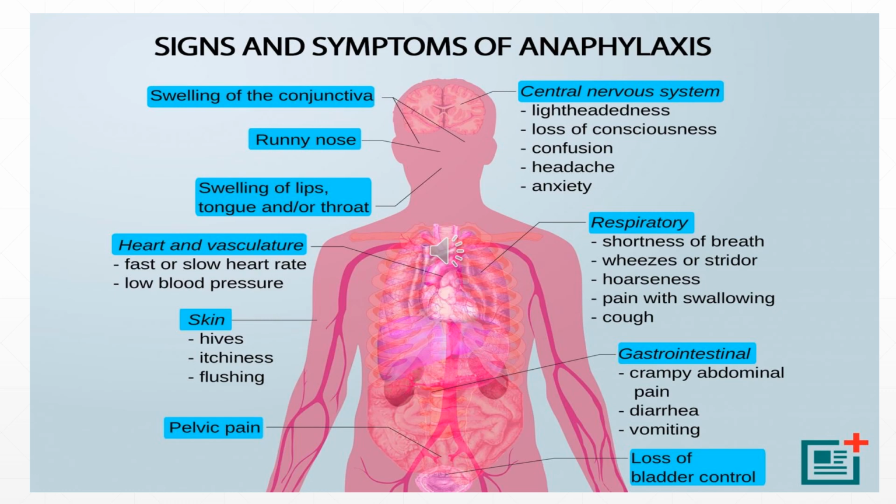Her skin, she would get really itchy, and she would break out in hives. Some people will have pelvic pain, some people will have gastrointestinal problems, they'll have crampy abdominal pain, diarrhea, vomiting, and some people in the severe anaphylactic reaction will have loss of bladder control. So this is not necessarily an all-encompassing list, but these are the main symptoms that you're going to see with anaphylaxis.